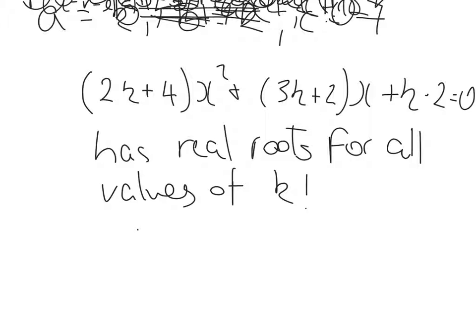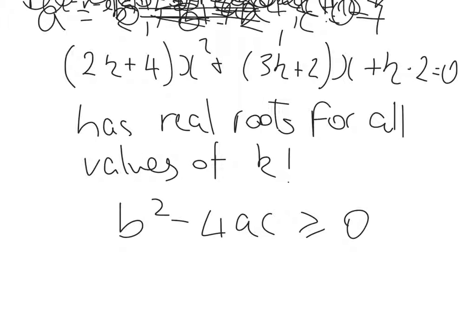Okay, so the condition for real roots is that b squared minus 4ac is greater than or equal to 0. I'll next identify a, b and c. So a is the coefficient in front of x squared, that's 2k plus 4. B is the coefficient in front of x, that's 3k plus 2. And c is everything else, so that's k minus 2.